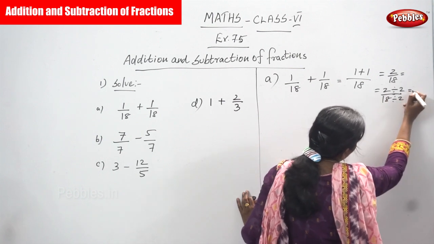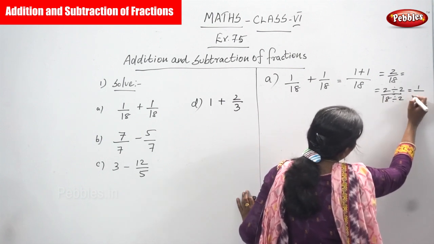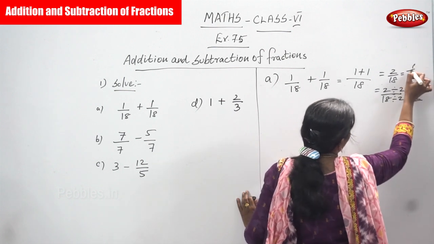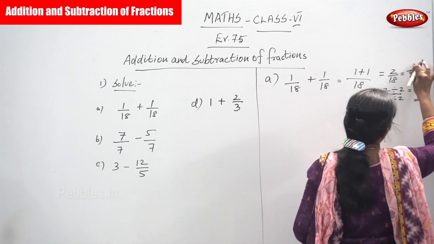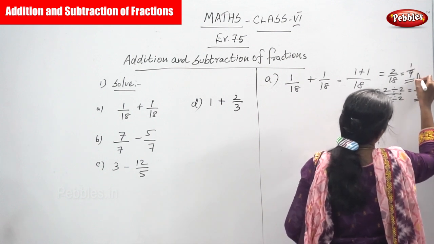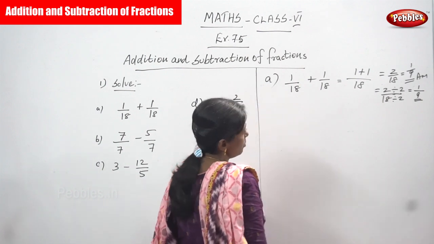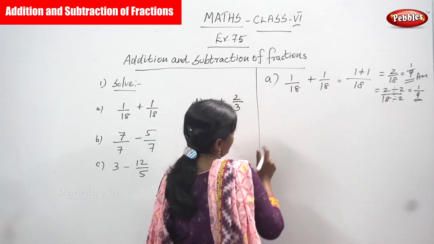So 2 is a common factor. 2 divided by 2, you get 1. 18 divided by 2, you get 9. So the answer is 1 by 9. It is the simplest form. 2 by 18, simplest form is 1 by 9. That's all. The answer is correct.